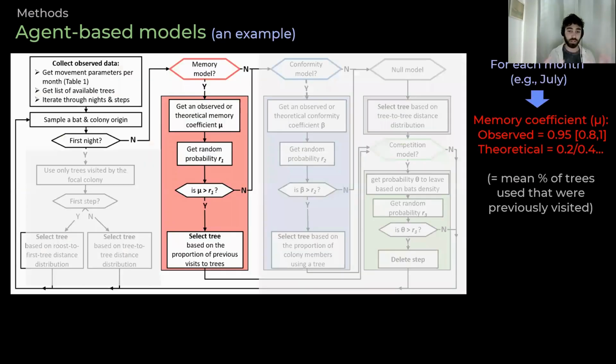Just as an example, we don't have to go into all the simulations, but essentially if a bat leaves a cave and it's not its first night, and we are trying to apply a memory model, then we draw a memory coefficient. So for example, for July here, you can see that most bats, on average, 95% of the nights visited trees they had already visited in a previous night. This is what the memory coefficient basically says here. And the theoretical coefficients are artificial, right? So I put 0.2, 0.4, etc., based on what I chose to do. And if it was a memory step, then you have to go and select a tree you already visited, etc.